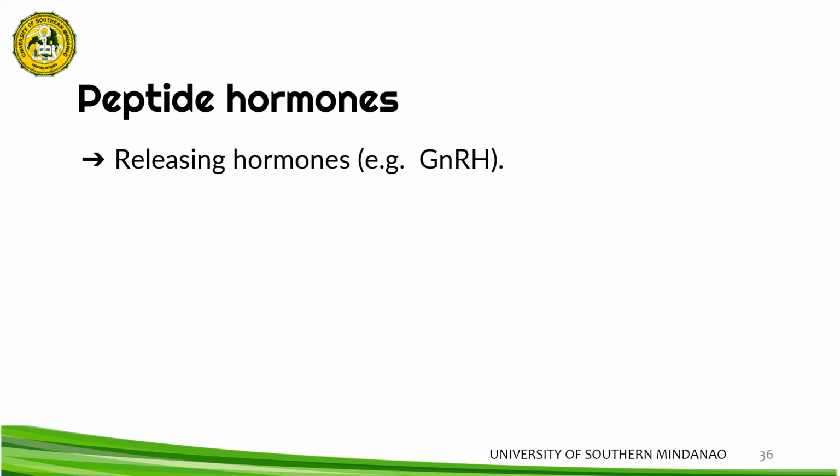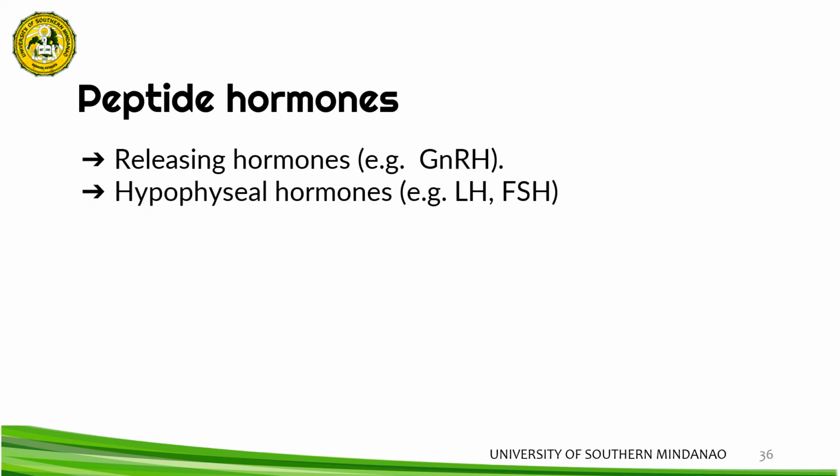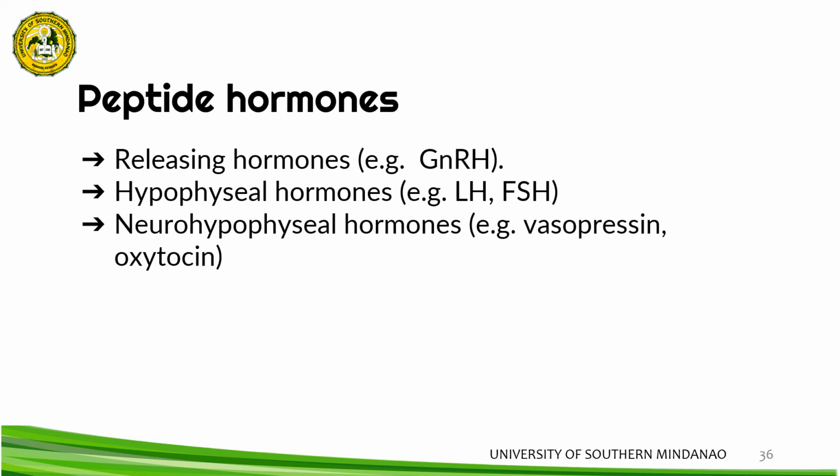Examples of the peptide hormones are releasing hormones. An example is the gonadotropin releasing hormone from the hypothalamus. We also have the hypophyseal hormones. Examples of this are the luteinizing hormone and the follicle stimulating hormone from the pituitary gland. We also have the neurohypophyseal hormones from the posterior pituitary. We have the vasopressin, the ADH, and the oxytocin, and the gonadal activin and the inhibin. The activins are important for the stimulation of the FSH, and they are produced in various endocrine tissues, and the inhibin has an opposite effect.